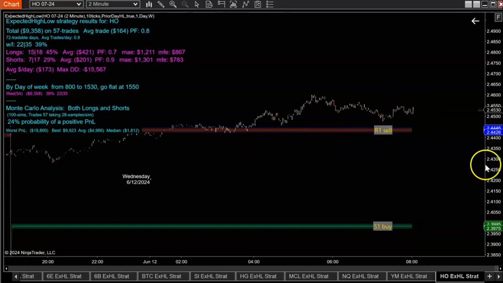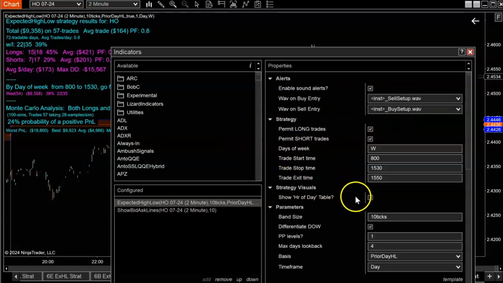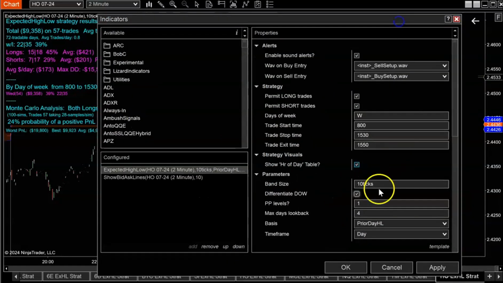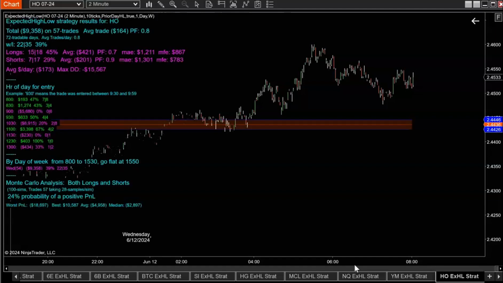Look at the market, we're already drifting above R1. So in the next few minutes, if we come down, it just turned 8 o'clock, so the signals are active now. If we hit R1 in the next... One of the settings in the indicator is the ability to turn on or off the higher hour of day table. Let's take a look at that.